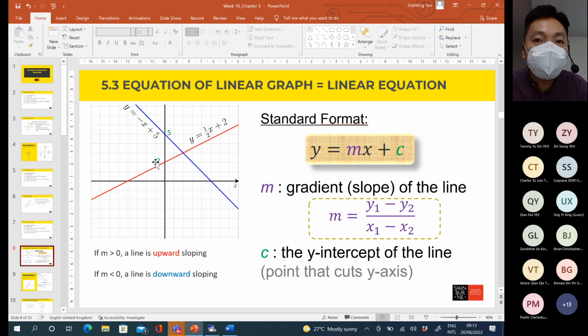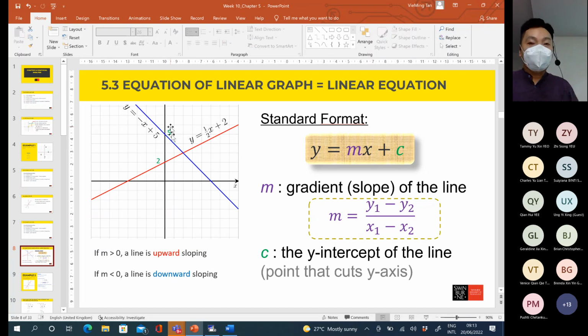So how about this line? You may find that the C value is 5. So that means this line will pass through the y-axis at y equal to positive 5. So the C value will tell you the location of the point whereby the linear line will pass through the y-axis.